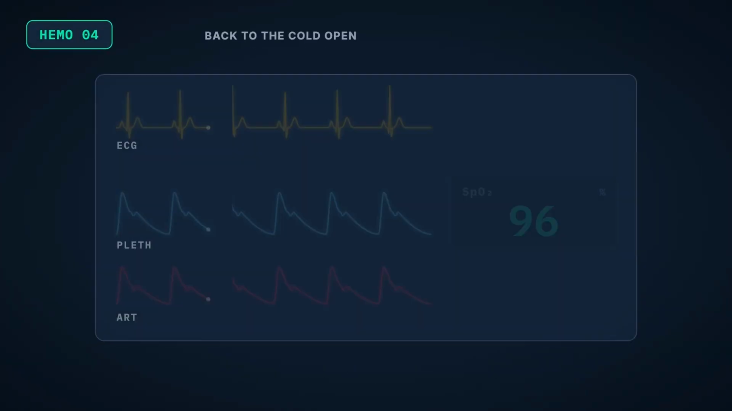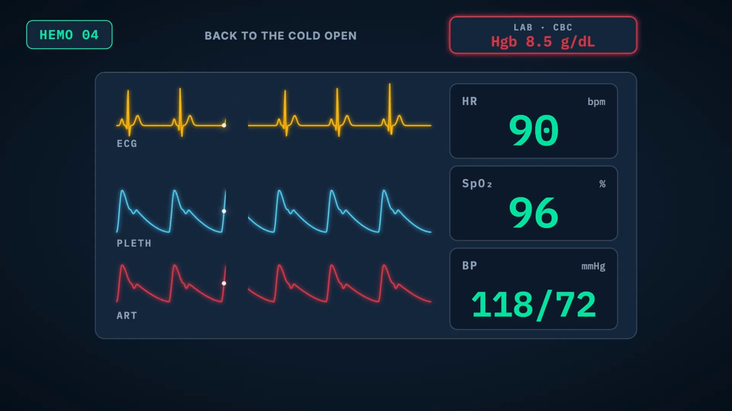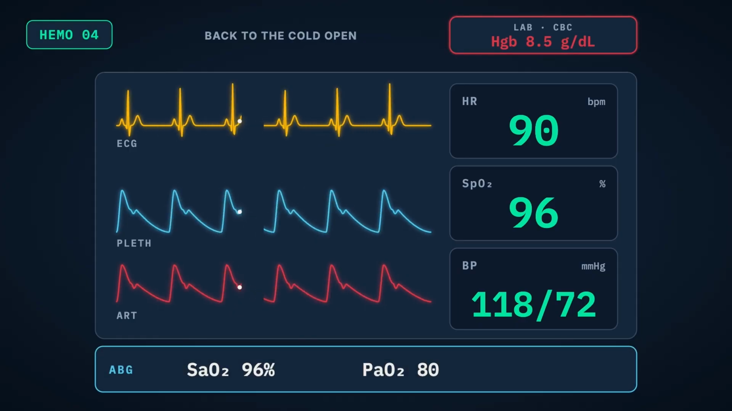Now, go back to the patient from the cold open. Hemoglobin is 8.5, and the ABG came back with an SaO₂ of 96% and a PaO₂ of 80.